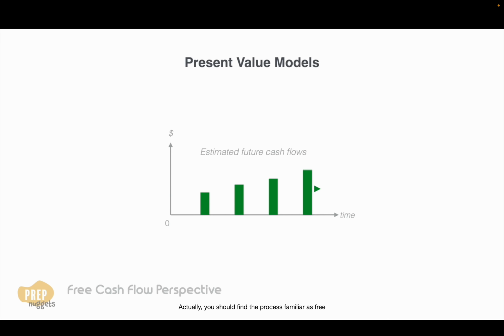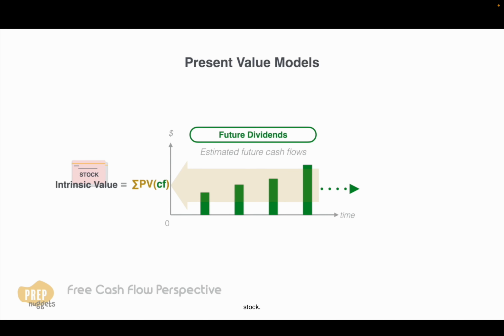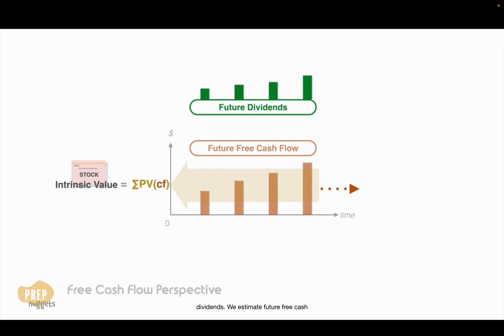Actually, you should find the process familiar, as free cash flow valuation belongs to the class of present value models, much like dividend discount models, which sum up the present values of estimated future cash flows to arrive at an intrinsic value of the stock. Just that in this case, instead of estimating future dividends, we estimate future free cash flows instead.